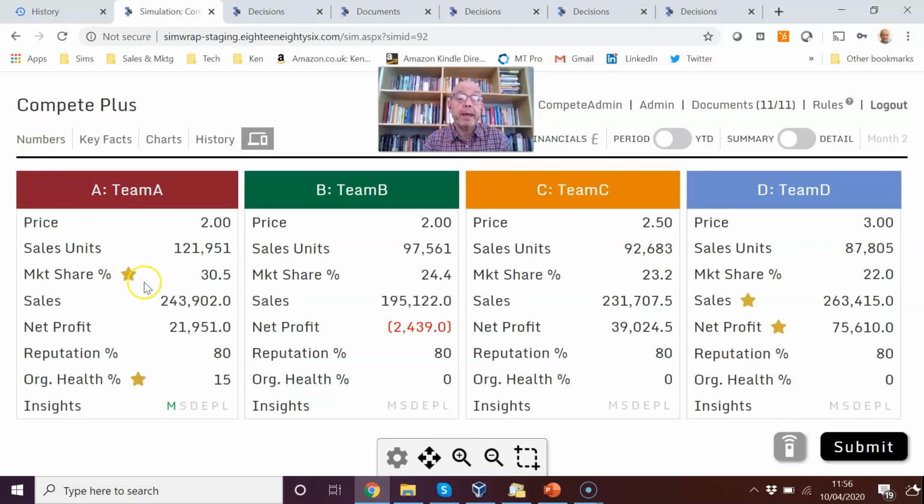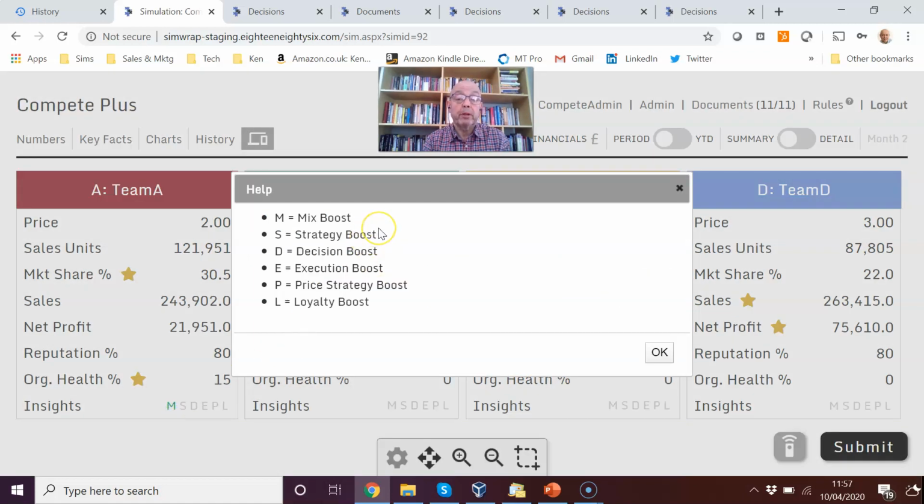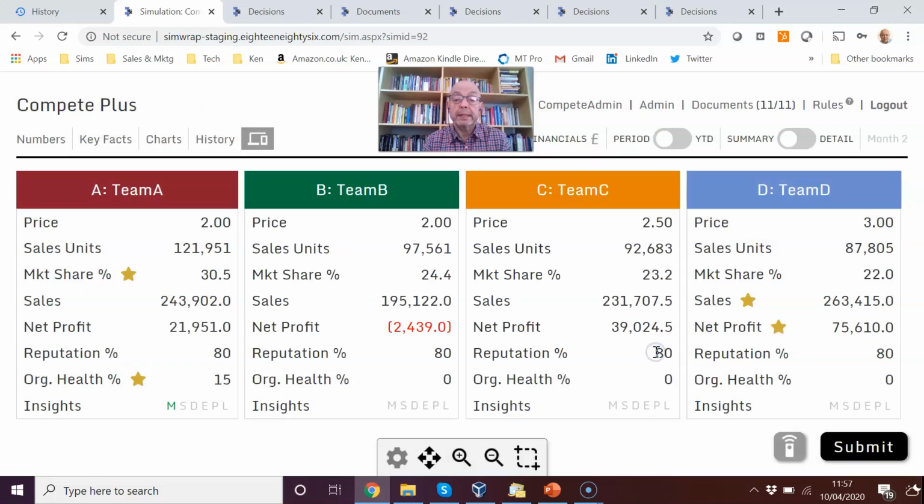We can see Team A is market leader in market share and organizational health, whereas Team D is doing better on sales and net profit. And I can analyze my insights, telling me how I'm doing on product mix, on strategy, on the decisions at the end of each round, the dilemmas, execution, price strategy, and loyalty. So that's a very quick introduction to Compete Plus, the big brother of Compete.